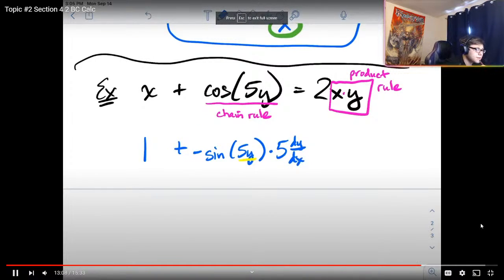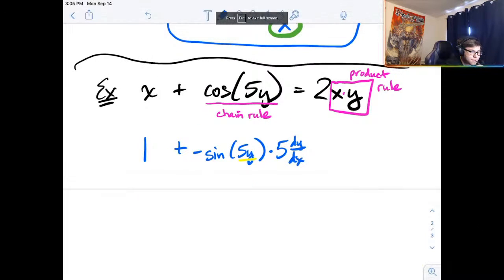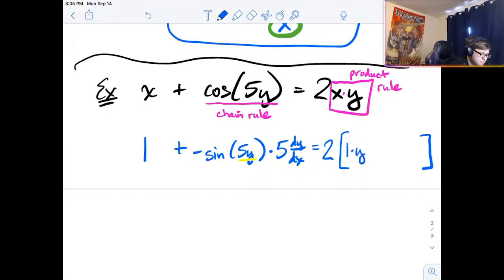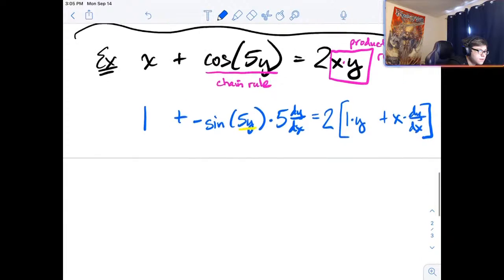Any time you take a derivative that involves a y, you're going to have to stick the dy dx next to it. On the other side of the equal sign, the 2 is just a coefficient, and this little block here is going to set us up for our product rule, which is going to go the same way that it did in one of the earlier examples. The derivative of the first times the regular second plus the regular first times the derivative of the second. Okay? So that's what it winds up looking like.